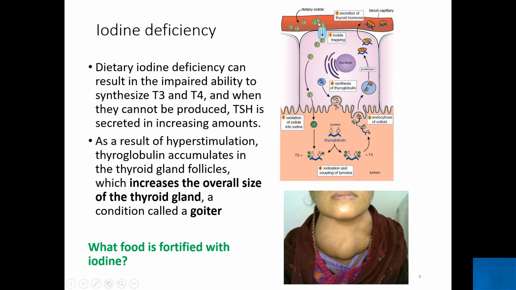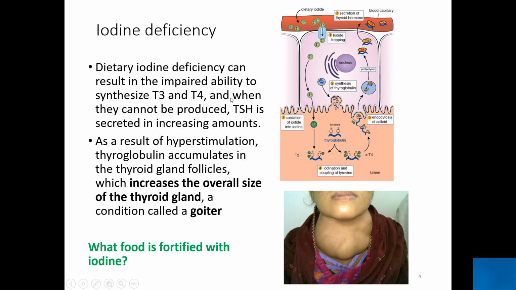It gets from the blood into their thyroid cells, follicular cells, and then it goes to the lumen, to the colloid, and takes part in formation of the thyroid hormones. So deficiency of dietary iodine results in the impaired ability to synthesize T3 and T4. T3 and T4 do not go to the blood.